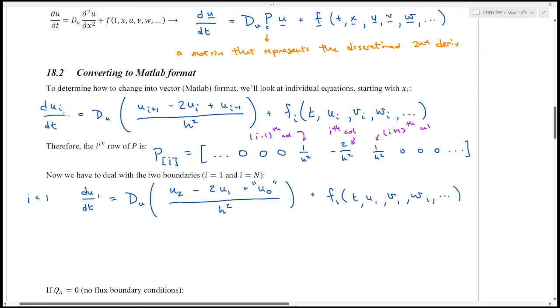Right? So we looked at the ith equation, and it's basically this ith equation works for every equation in this system of ODEs, i equals 2 up to n minus 1. And we unpacked that and we looked at what the ith row of P is. And then where we left off last time is we started working on the i equals 1 equation.